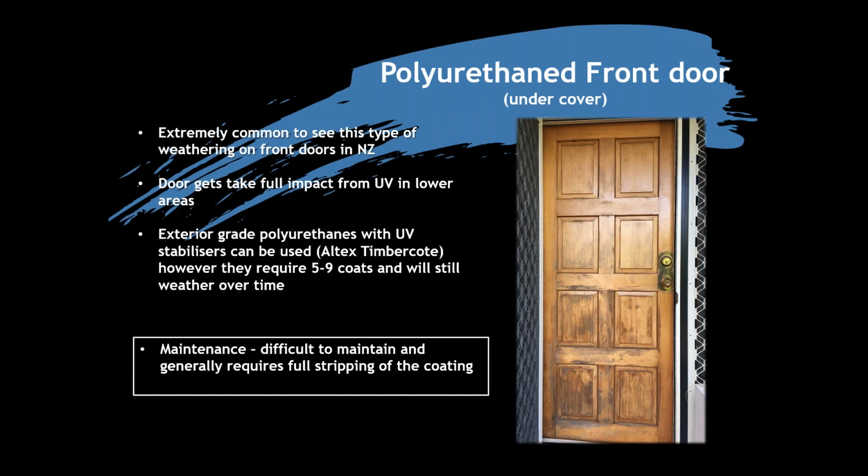So there are some exterior marine grade polyurethanes as well with UV stabilizers. And in fact, our sister company, Altex, has Timber Coat, which is a great product. But you'll see there that when you're using those types of products, they typically require 5 to 9 coats, and they will still weather over time, as I mentioned. The issue with 5 to 9 coats is that once you put 2 or 3 coats on, it actually looks like it's a finished product. And often people don't get past 3 or 4 coats because they think, well, it's looking pretty good now. And as you keep going, the look of the thing doesn't change. So it's really common, when you've got a painter doing it, that you really just don't know how many coats they put on.